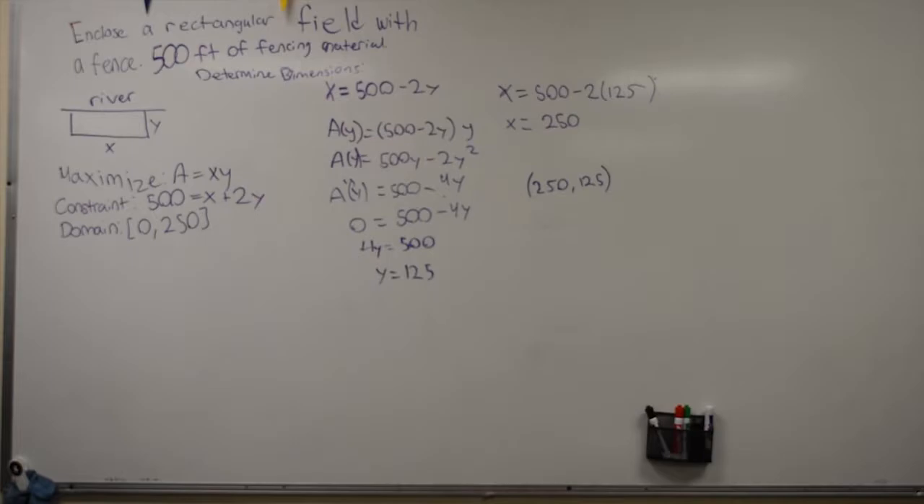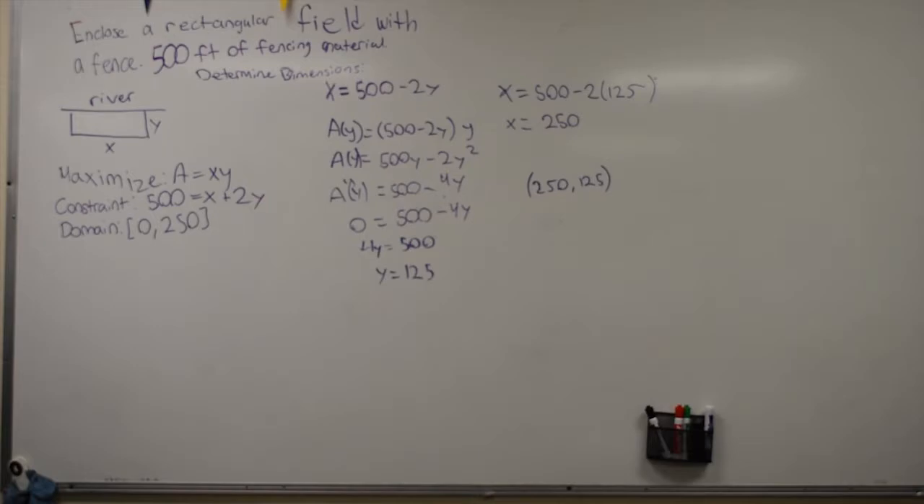And so what we do is take the derivative, which comes out to be 500 minus 4y, and then we set this equal to 0, so 0 equals 500 minus 4y, and then we solve and we get a critical point of 125. If we plug this into our equation, we'll find out that it's 31,250 feet squared, because it's an absolute extrema since we're doing it on a closed interval.